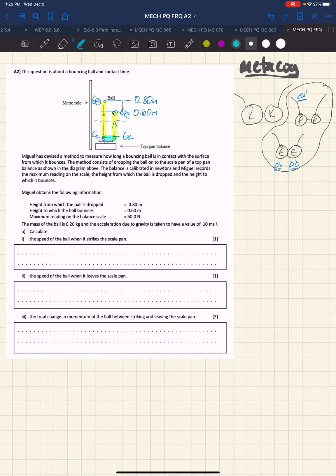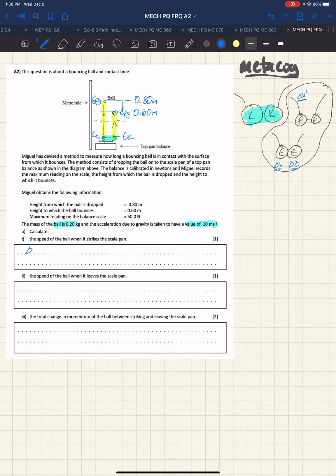So we want to know, we're given the mass, and we're given the acceleration caused by gravity, so this is Earth. We want to know the speed of the ball when it strikes the scale pan. Well, that's a free fall situation. So we could use kinematics to solve this. We could find out how long it will take for it to fall and hit the ground, and then use that time to find the velocity. Or we could just start out using our conservation of energy.